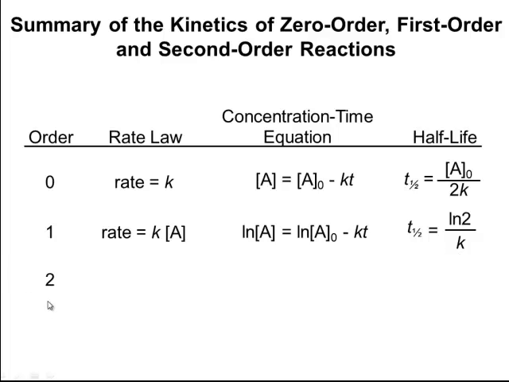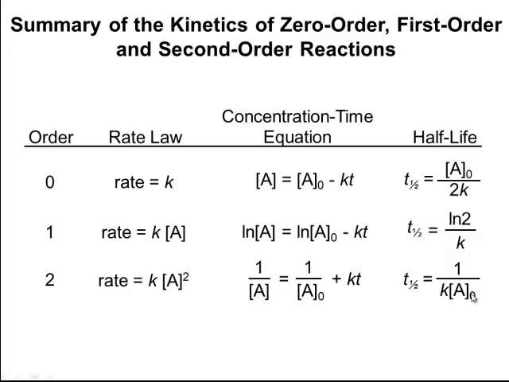Now, what if the order of the reaction is 2? Then the rate law expression can be written as K into A square, and the integrated rate law expression, which I will derive later, is expressed as follows. And the half-life of the reaction, as we saw, is inversely proportional to the initial concentration of A.